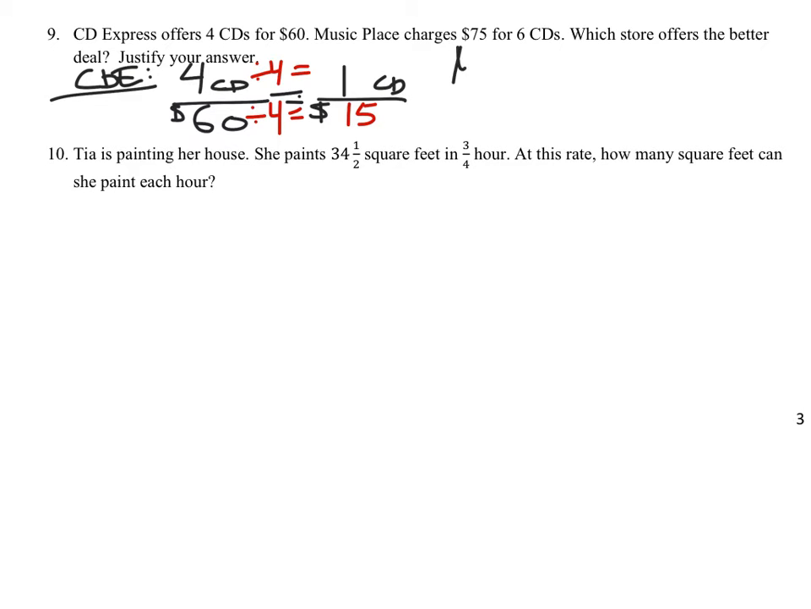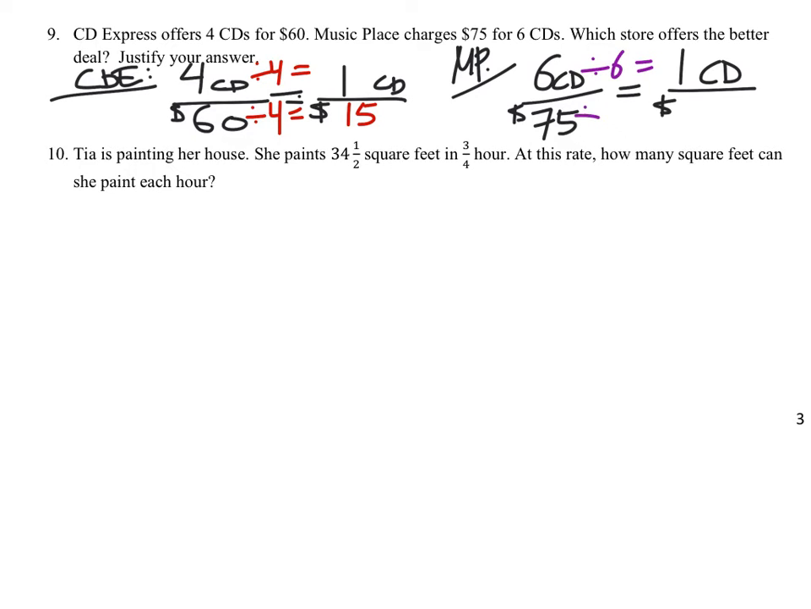Now that was CD Express, so we've got to look at Music Place as well. And we'll compare these unit rates. Now if we want them to be the better deal, are we looking for a lower price for 1 CD or a higher price for 1 CD? A lower price. So if Music Place has a lower price, lower dollars for 1 CD, then they are the better deal. And right here, it shows for 6 CDs, they will sell them for $75. But what we want to compare this against is 1 CD. So we'll divide these by 6 to get 1 CD and the $75 by 6 as well, which is how many bucks? 12.50. So the question is, which of the 2 places is the better deal? The Music Place is less dollars for every 1 CD.